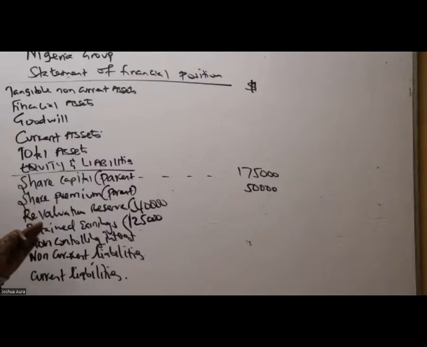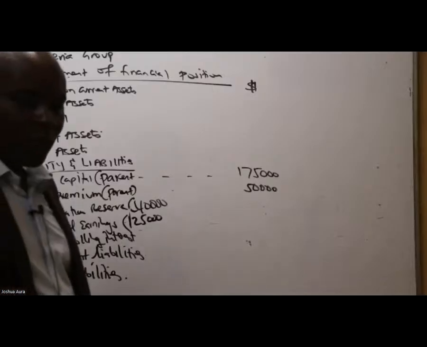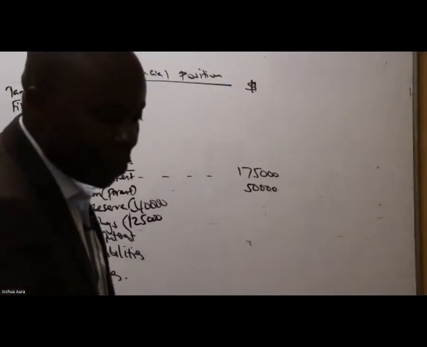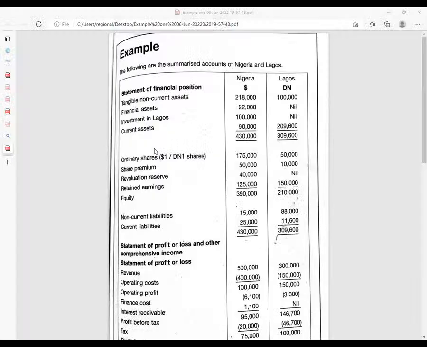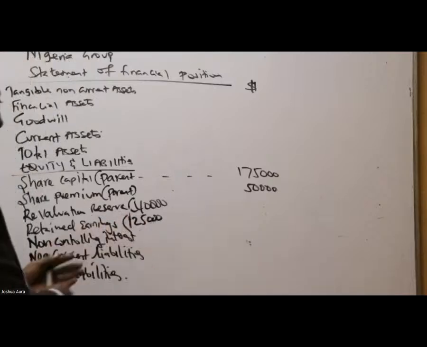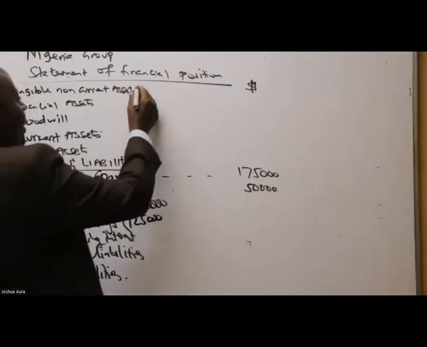So we start with the first thing here, which is the tangible non-current assets. What do we have here for tangible non-current assets? Ladies and gentlemen, I can see Nigeria as 218,000 and Lagos as 100,000. So please combine the two. 218,000 plus 100,000, because consolidation is all about adding.